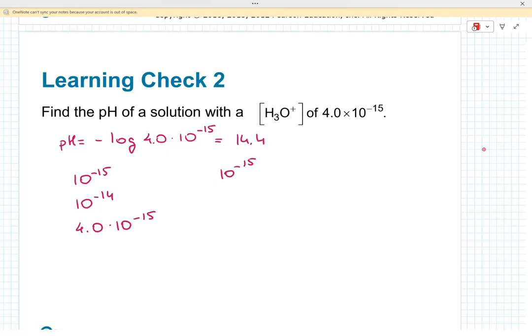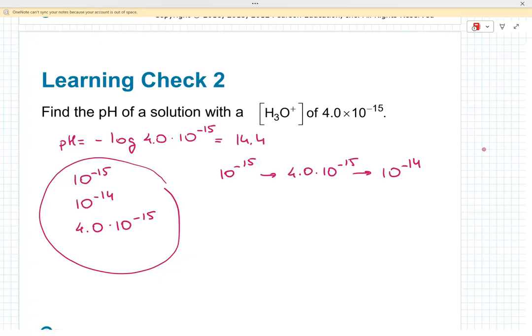Next, the larger number. And the largest? Wait, no. The largest number out of those three. 10 to the negative 15. No, 14. Yes, of course. 10 to the negative 14 is more than 10 to the negative 15, right?